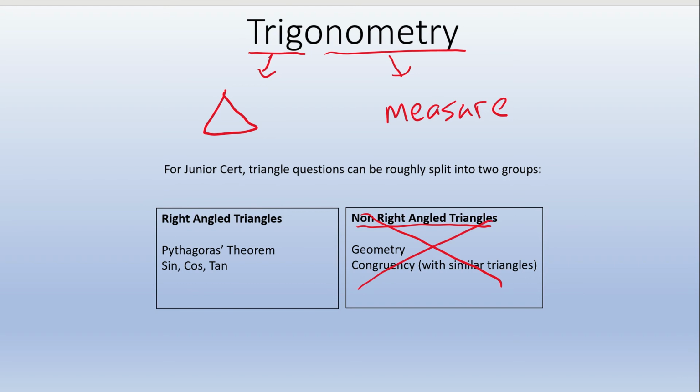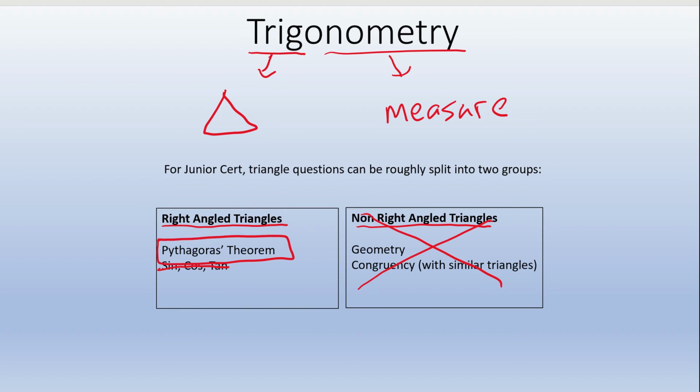Today what we're going to concentrate on is just our right angle triangles, and there's two topics in maths that help you out with right angle triangles. It's Pythagoras' Theorem, which we're going to have a look at today, and also sine, cos and tan, which are your trigonometric ratios. But we're not going to worry about those today. We're just going to worry about Pythagoras' Theorem.